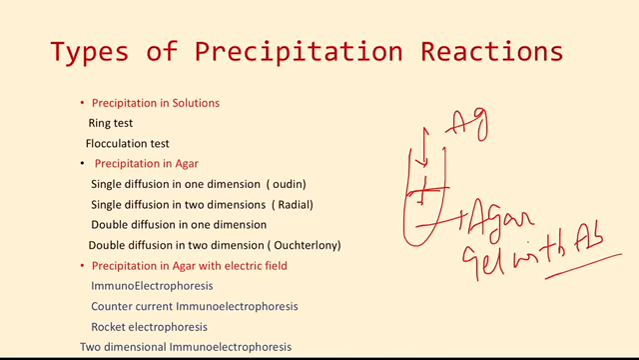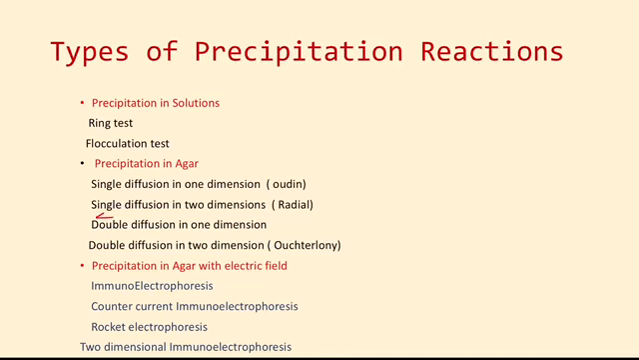So, in this single diffusion in one dimension, the antibody is incorporated in the agar gel, and that agar gel is placed in the test tube. Antigen solution is layered over the agar gel. Now, the antigen diffuses downwards through the agar gel and forms a line of precipitation when it reacts with an antibody. The number of bands that are produced indicates the number of different antigens that are present. The other one is single diffusion in two dimensions.